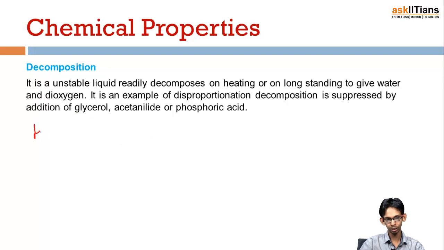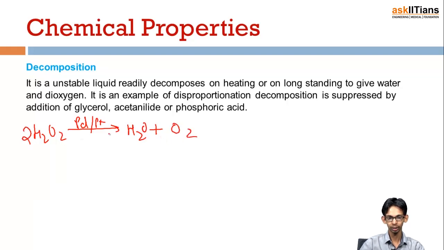So what happens? We have H2O2, it is unstable. With the passage of time, or if we have impurities like palladium and platinum, it converts into H2O and O2. Okay, so if we want to balance this equation, we have to do this. So this is how hydrogen peroxide is unstable and it decomposes on standing.